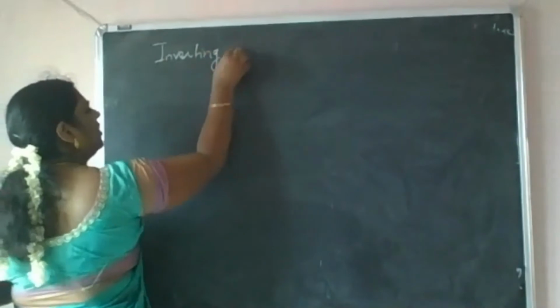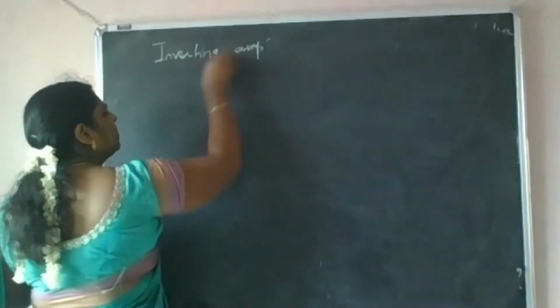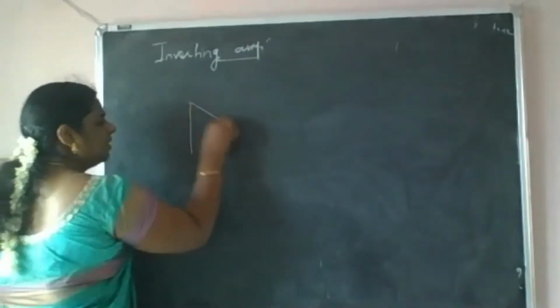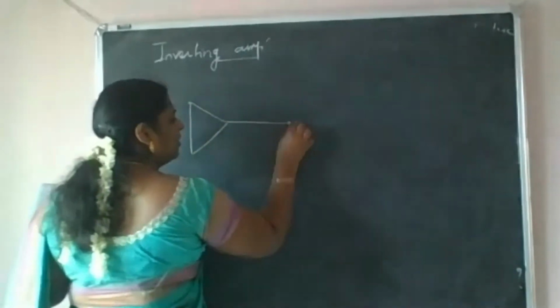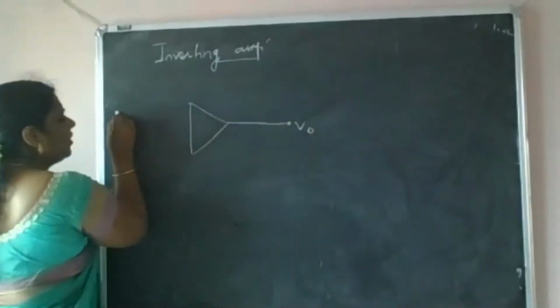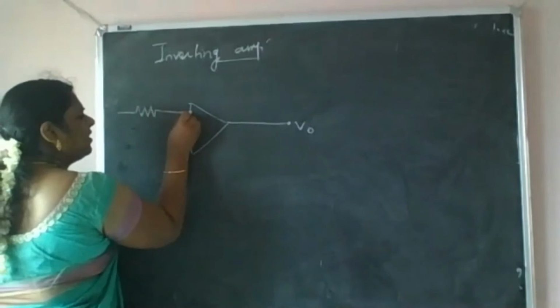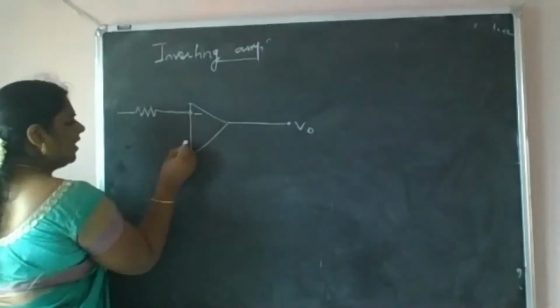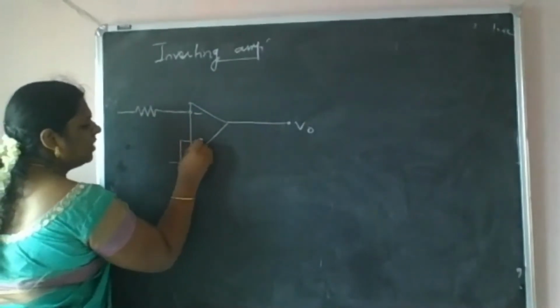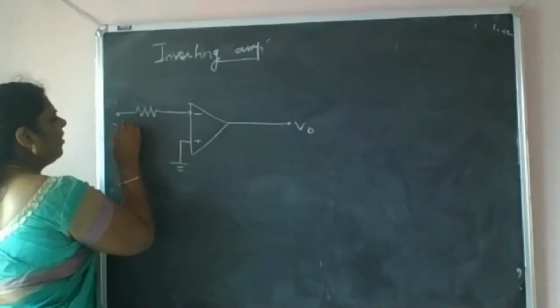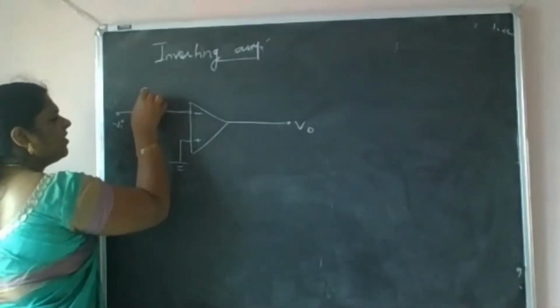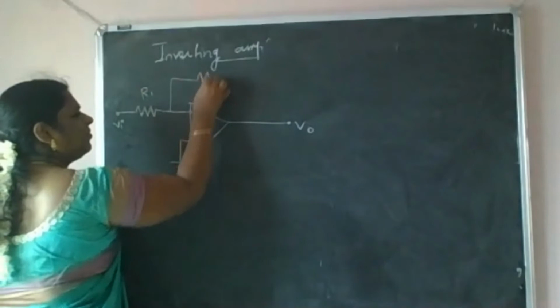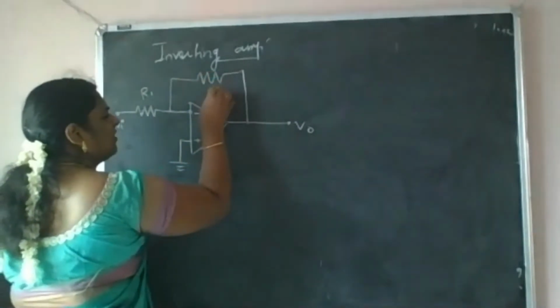So this is the circuit diagram for the inverting amplifier. Here we have V0, here the negative symbol, and here the positive symbol is grounded. Here we have our input Vi. Here we have a feedback connection.